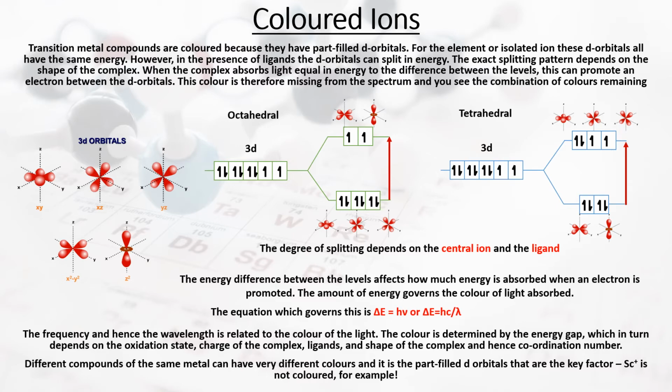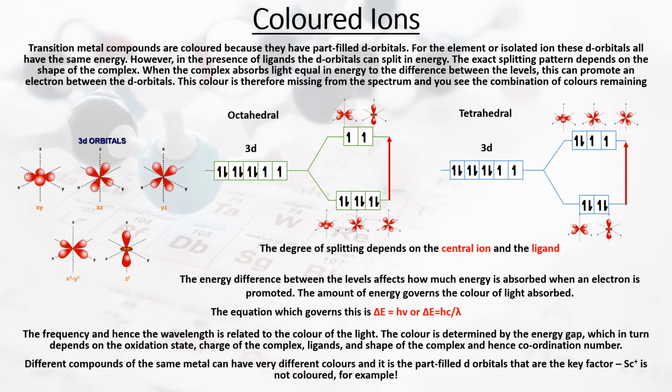And the degree of splitting depends on a number of factors, but the 2 key ones really are what central ion we have, what metal we have essentially, and the ligands that we have. Now the energy difference between these levels affects how much energy is absorbed. The bigger the splitting, the bigger the energy gap. The smaller the splitting, the smaller the energy gap. And so that affects how much energy is absorbed when we promote our electron from the lower to the higher. And the amount of energy that governs the colour of light that we see has an equation.